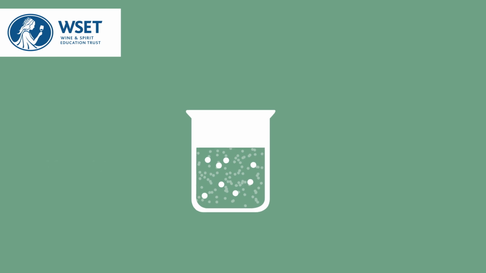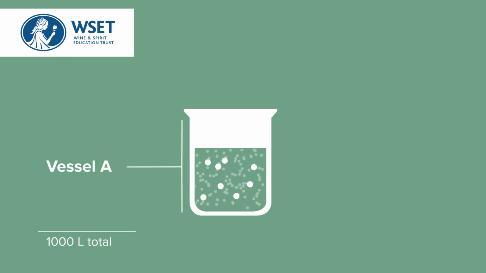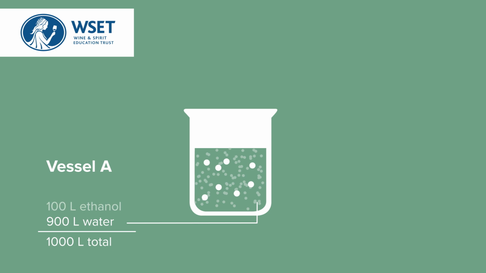For this thought experiment, we will start with vessel A that contains 1,000 litres of liquid made of 900 litres of water and 100 litres of ethanol. The liquid is 10% ABV.